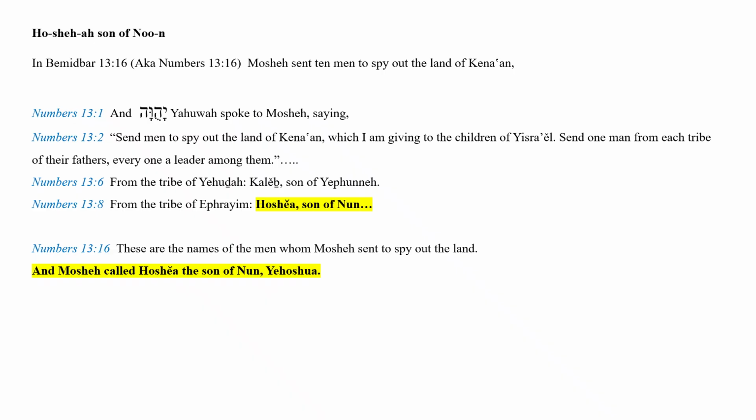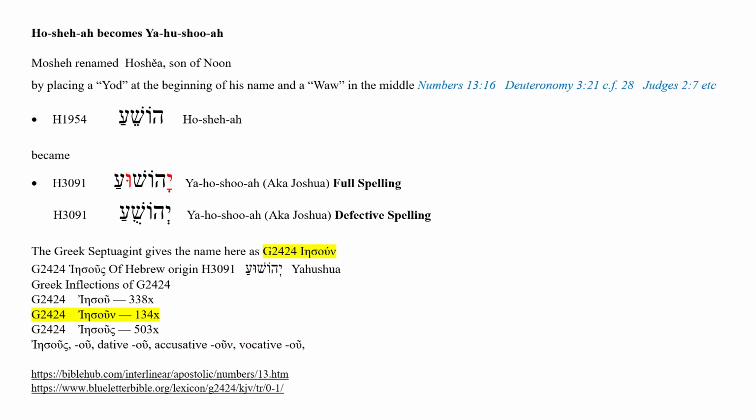In Bamidbar chapter 13, Moshe sent 10 men to spy out the land of Canaan. One of these men was Hoshea, son of Nun. Moshe renamed Hoshea, son of Nun, Yehoshua, by placing a yod at the beginning of his name and a wa in the middle. Hoshea became Yahushua. Note the full and defective spellings.